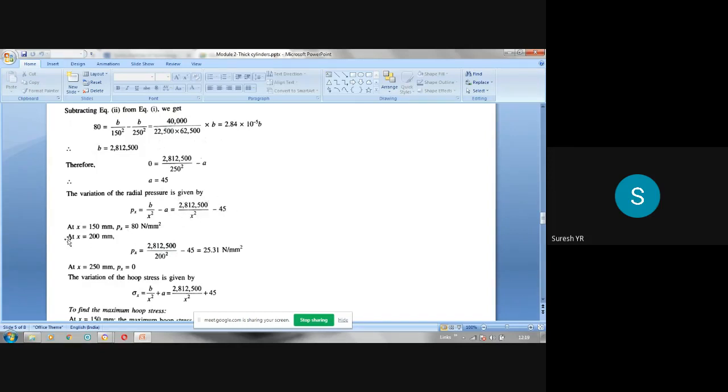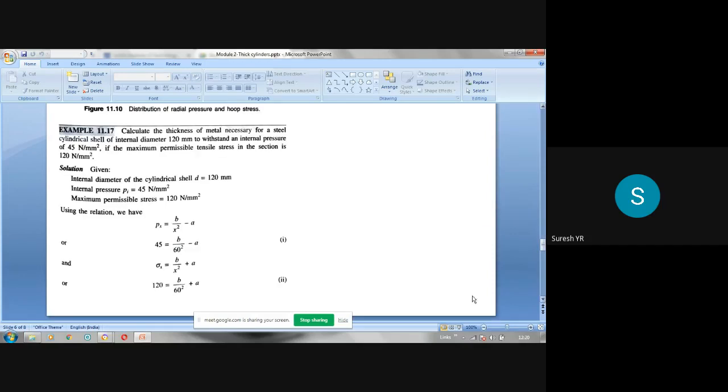Next, another value he has taken at x is equal to 200 mm. Put x is equal to 200 mm. That is at the middle of the thickness. So you have 25.31. Next, at x is equal to 250. 250 means at the outer radius. If you put x is equal to 250 here, you will get px value as 0. So the variation of the radial pressure, that is px, is plotted like this.